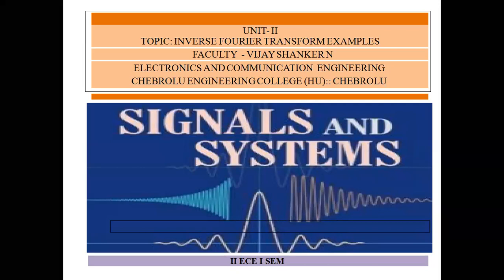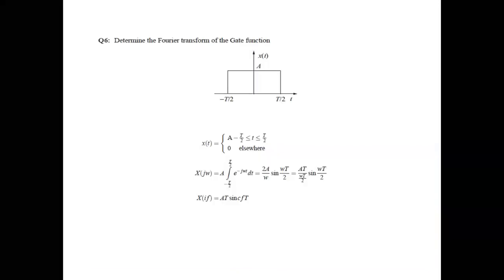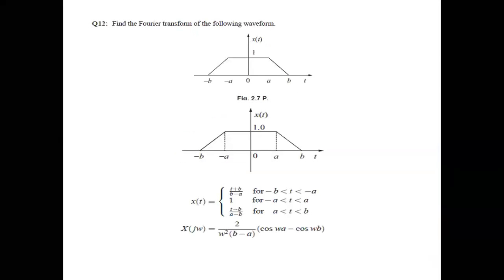Today also we are going to discuss the inverse Fourier transform and Fourier transform examples. In the last class, we already discussed the gate function and its Fourier transformation, and for this Fourier transform we got some ambiguity. We got X of j omega equal to 2 by omega square (b minus a) into (cos omega a minus cos omega b). There was a little bit of confusion here, so I will clarify this in today's class.